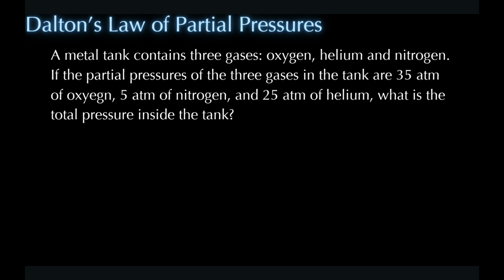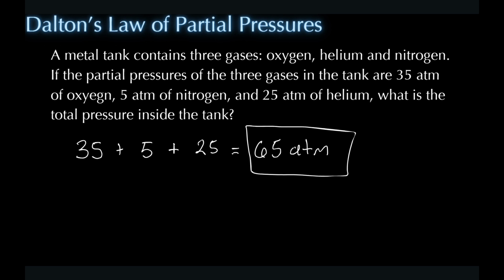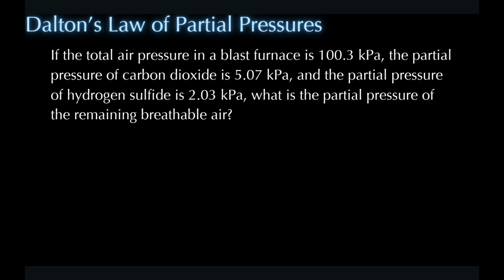Now, Dalton's law of partial pressures is extremely nice, in that all we have to do is add up all of these different partial pressures. So we get the 35 atmospheres of oxygen added to the 5 atmospheres of nitrogen, added to the 25 atmospheres of helium. So all we do is add those up, and we should get a total of 65 atmospheres as the answer. And that is going to be the idea behind Dalton's law of partial pressures. Let's go ahead and take a look at our next example.